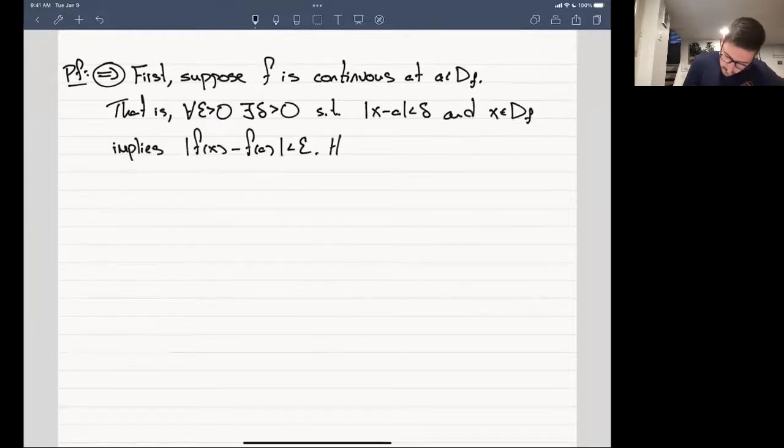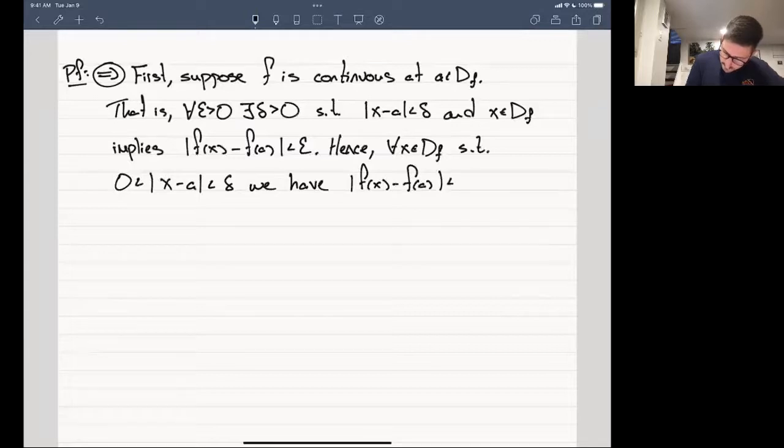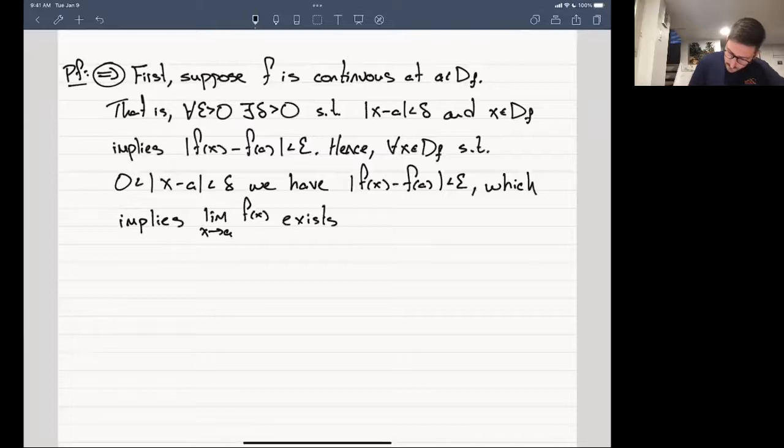So hence, for all x in the domain of f such that 0 is less than |x minus a|, which is less than delta, so basically looking at everything that satisfies the definition of continuity except the actual point x equal to a, we have |f(x) minus f(a)| is less than epsilon, right? Which by definition implies the limit as x goes to a of f(x) exists and equals f(a).